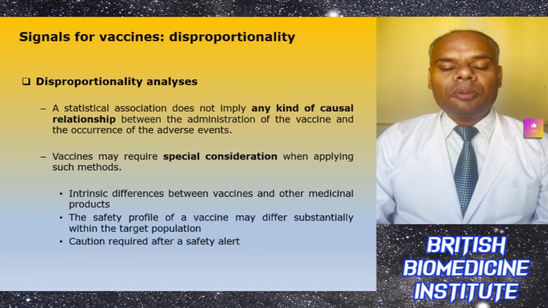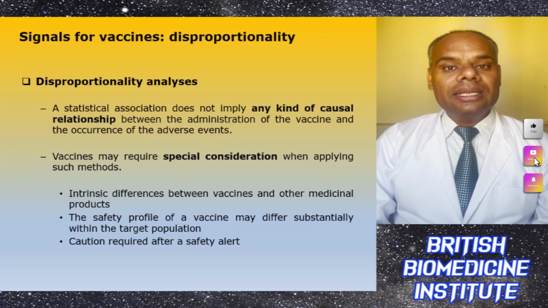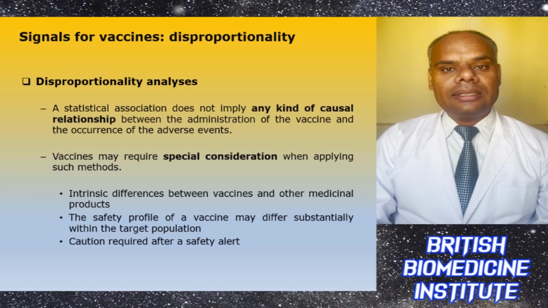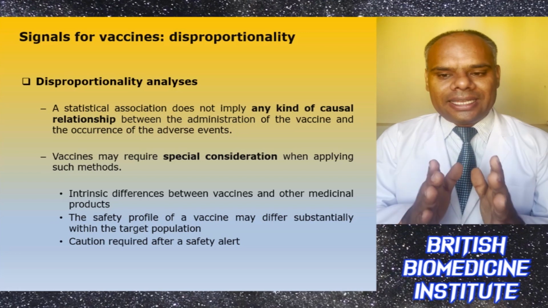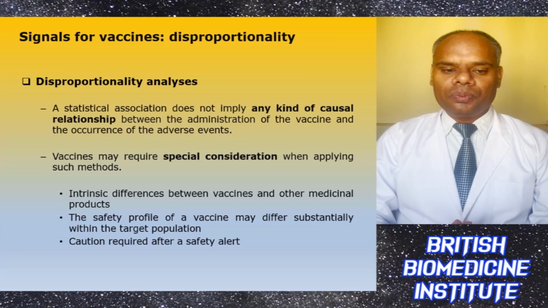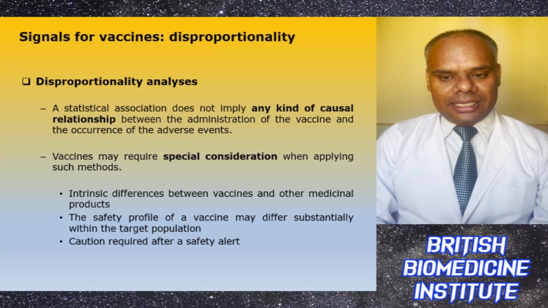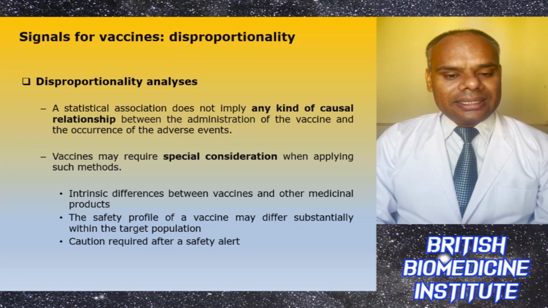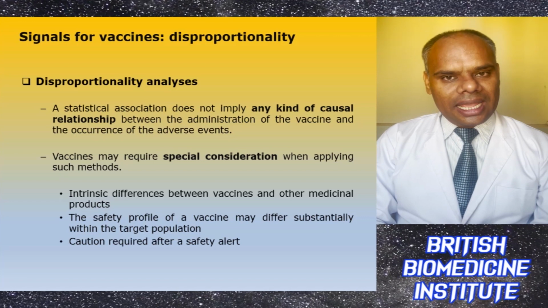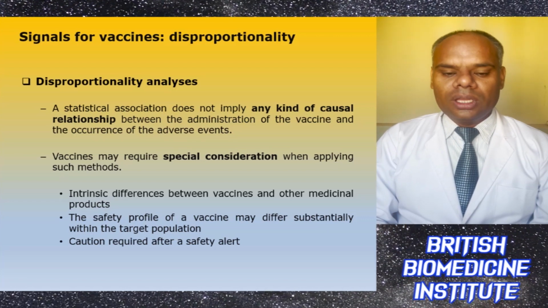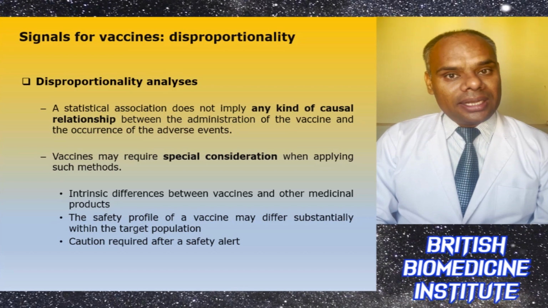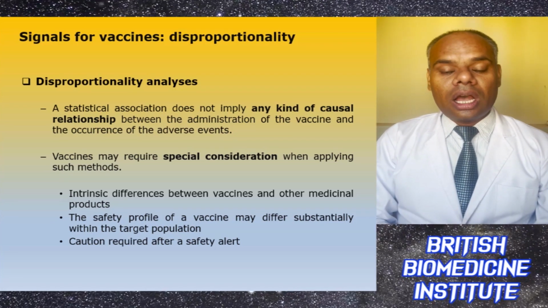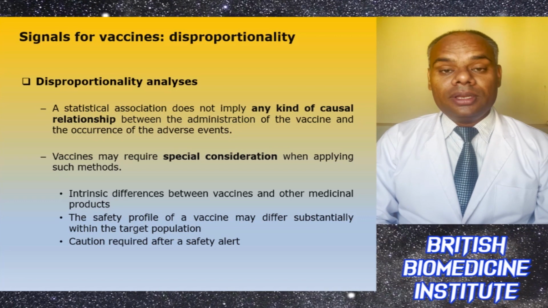Under disproportionality analysis, basically it is a statistical association which does not imply any kind of causal relationship between the administration of a vaccine and the occurrence of an adverse event. Vaccines may require special consideration when applying these methods, as there can be an intrinsic difference between vaccines and other medicinal products. The safety profile of a vaccine may differ substantially within a targeted population, and caution is basically required after a safety alert has been initiated.